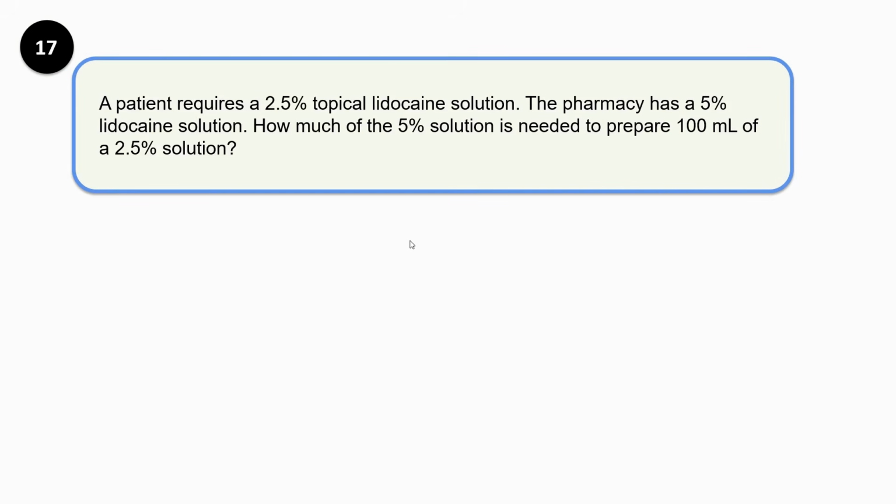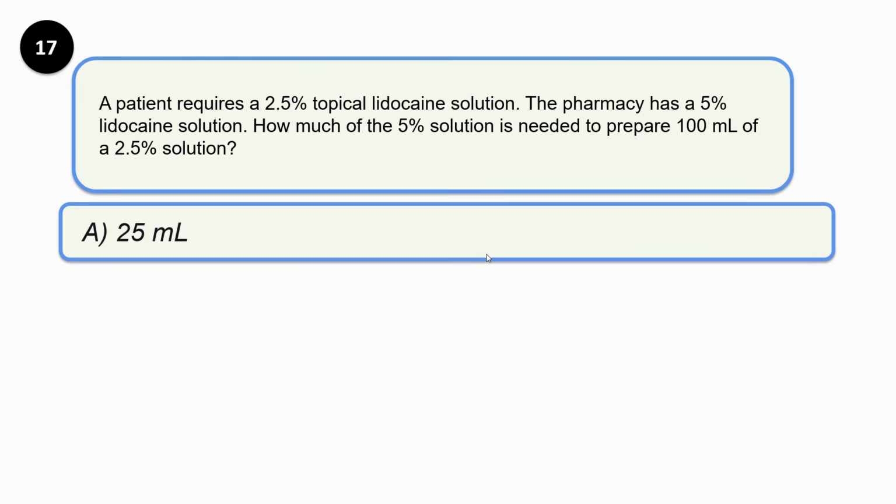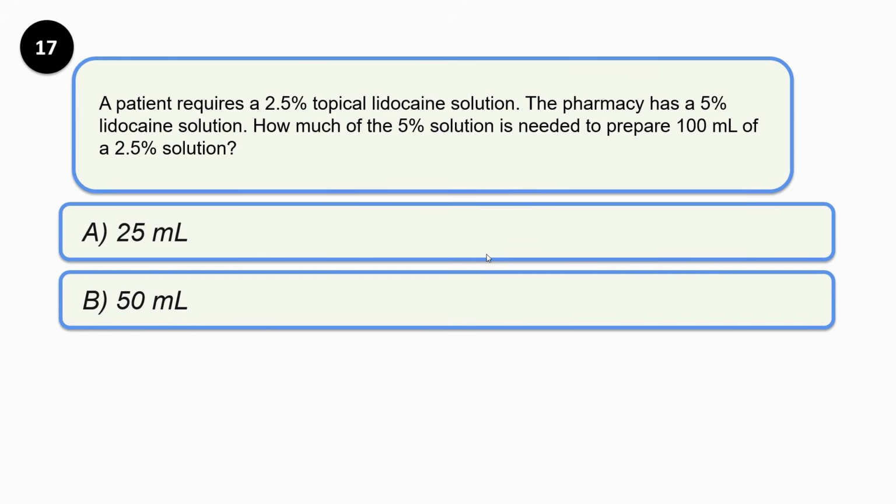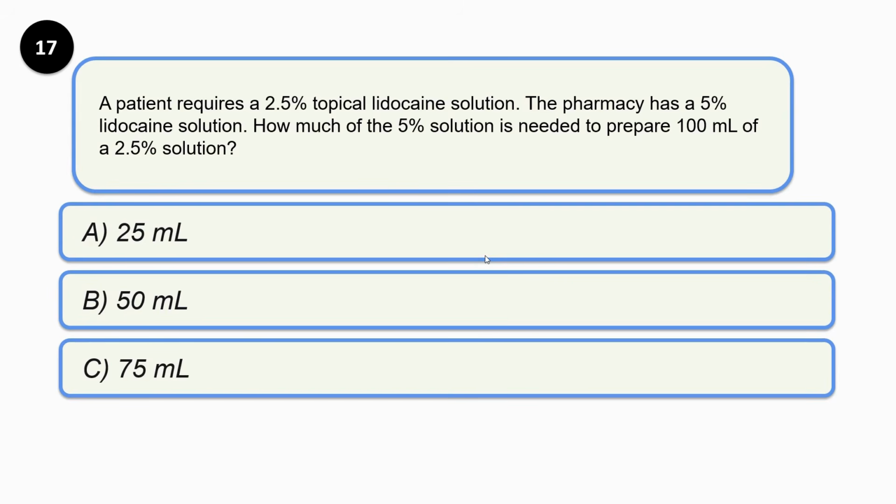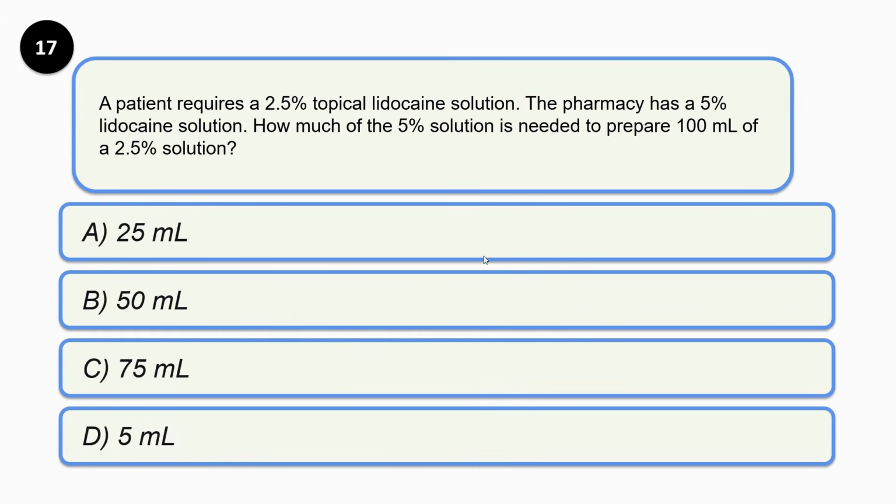Next, a patient requires 2.5% topical lidocaine. The pharmacy has 5% lidocaine. How much of 5% is needed to prepare 100 ml of 2.5%? So basically, this one can be solved by the dilution method. So let's do A 25 mils, B 50 mils, C 75 mils, D 5 mils. Correct answer is 50 mils.